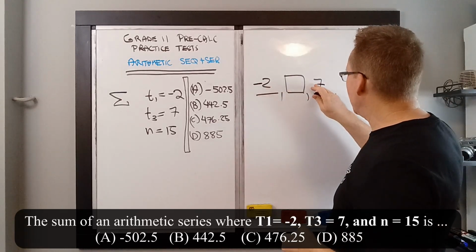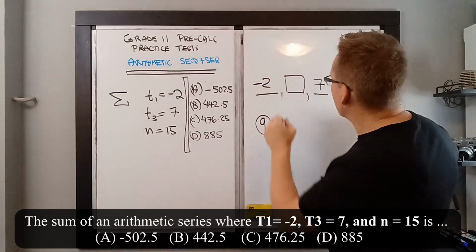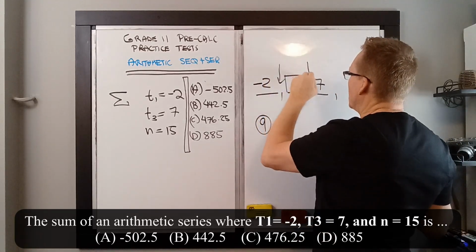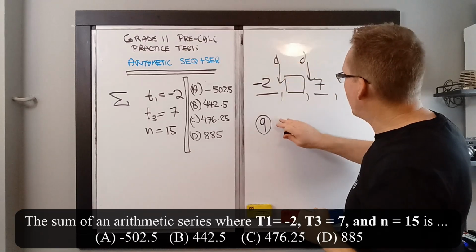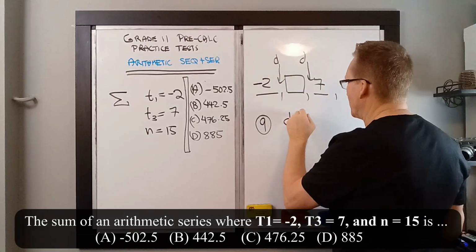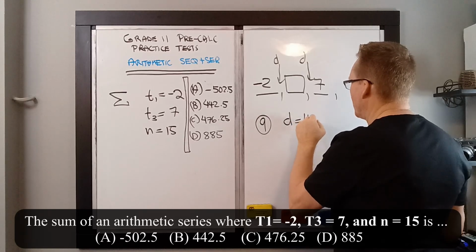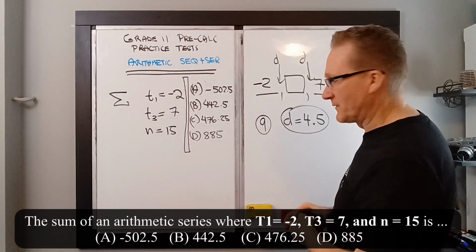Obviously, the difference between this and this is 9. But that difference is going to have to be divided up between that and that. We're going to have a d here and a d here. So we're going to have d twice to make up for this 9, which means d is equal to 4.5. I'm going to write this in here with a different color.